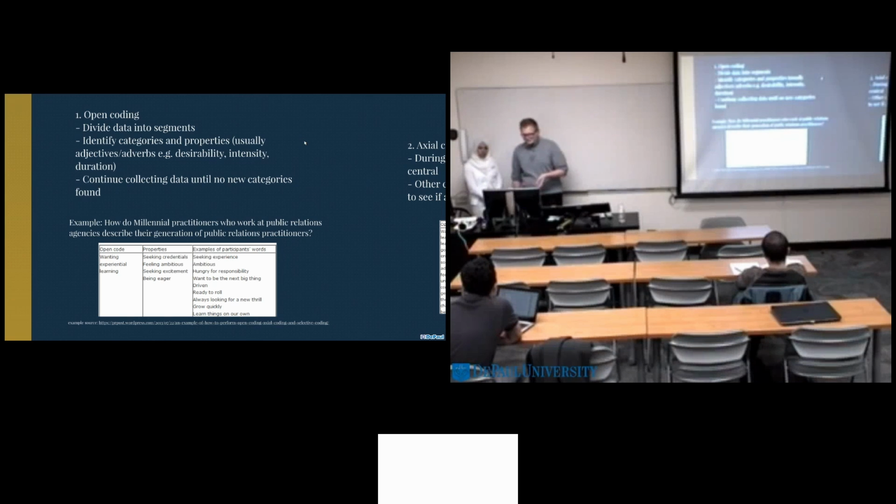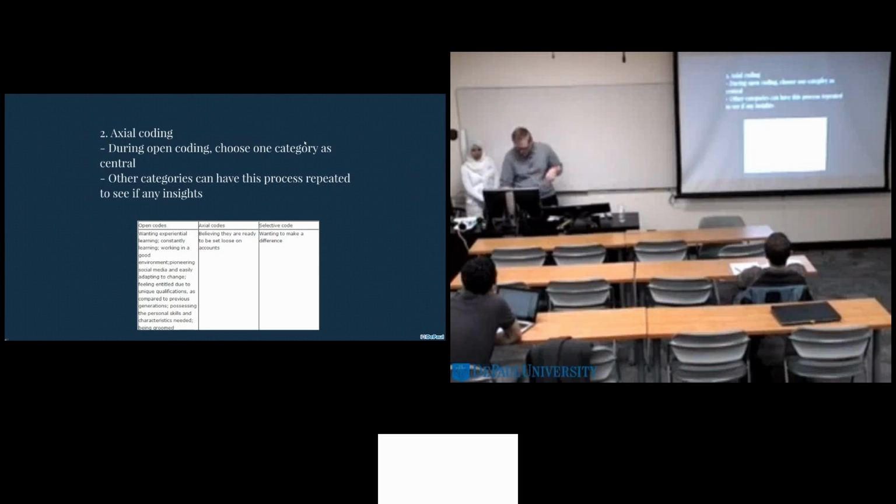And an example down here, which I grabbed from the source down here. So they did some research collecting participants' responses to this question. And a lot of them answered, we're seeking experience. We're hungry for responsibility. So what you could gain from that is that they're seeking credentials or feeling ambitious. And what you would code that as is they're learning, they're wanting something, they're experiential.